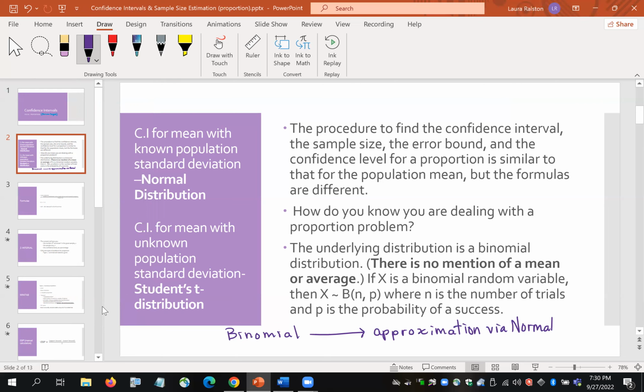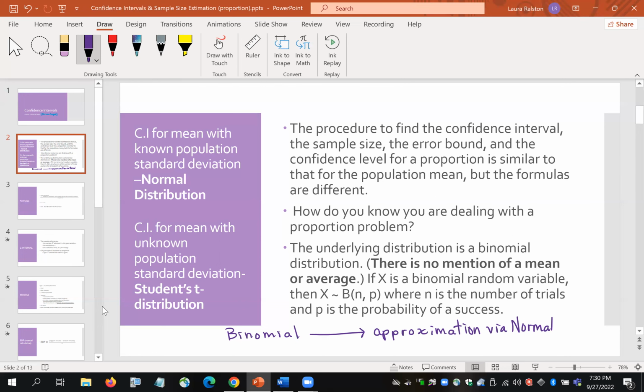So don't get too caught up in that. But again, I just mention it here in case somewhere down the road someone asks you about it. But the confidence interval for proportion is based on the binomial distribution, okay? But we use the approximation via the normal distribution. No big deal. Goes on behind the scenes.